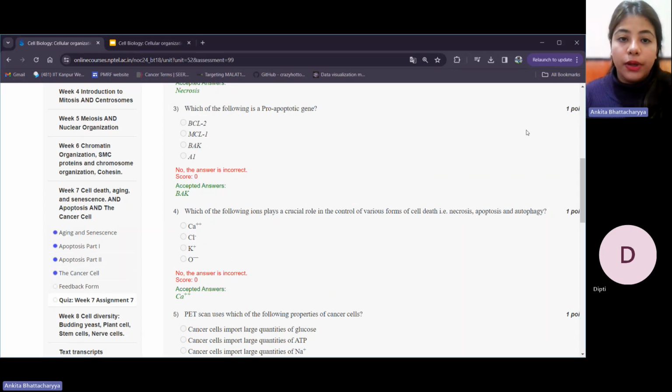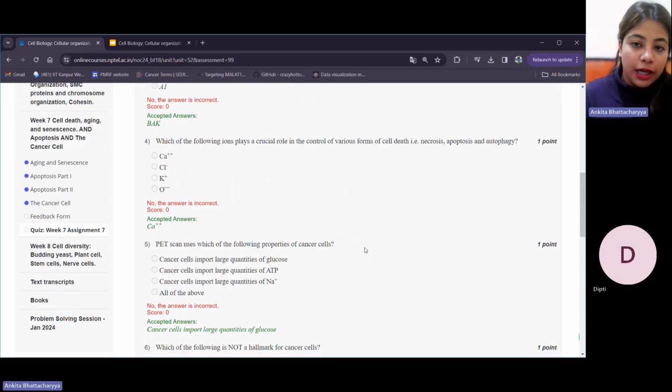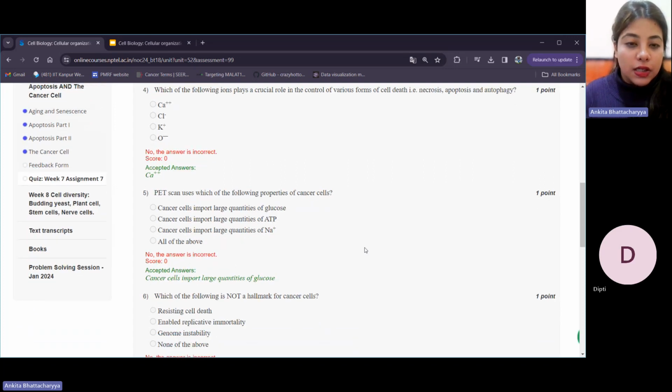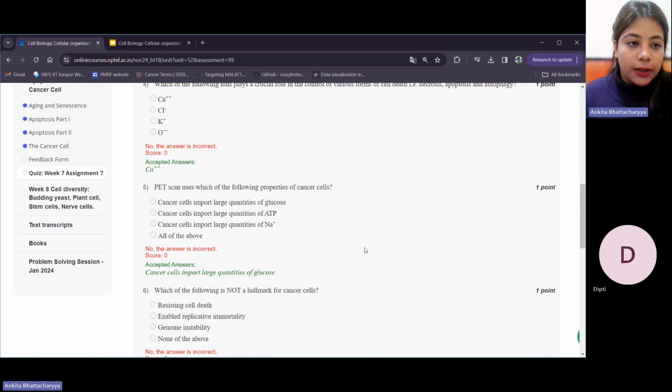When we talk about the ions that play a role in these different forms of cell death, among them the most significant role is played by the calcium ion, Ca2+. If you remember, when the apoptotic pathway is triggered, the release of cytochrome C is also accompanied by the release of calcium, and therefore it plays a crucial role in the context of cell death. I think it was present in the diagrammatic representation that we had also seen in context of these different forms of cell death, and therefore that is the correct answer in this regard.